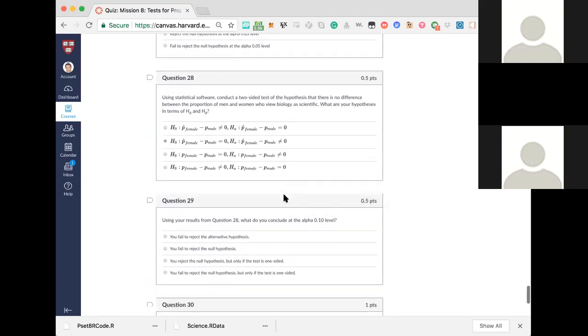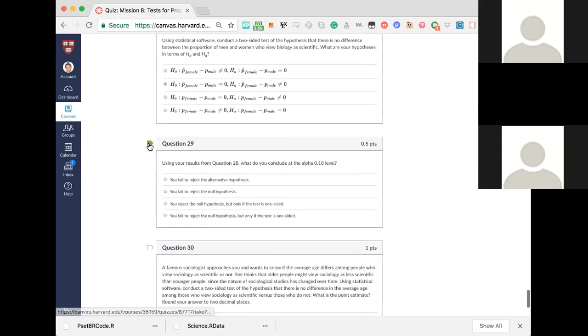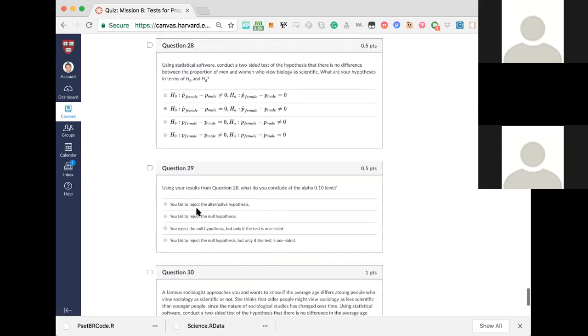Okay. So first we stated our null hypothesis and our alternative hypothesis, and then question 29 is asking us to come up with the result of that test. So in this case, now we can actually run the test in R. So I'll pull up RStudio and we can take a look at this together.